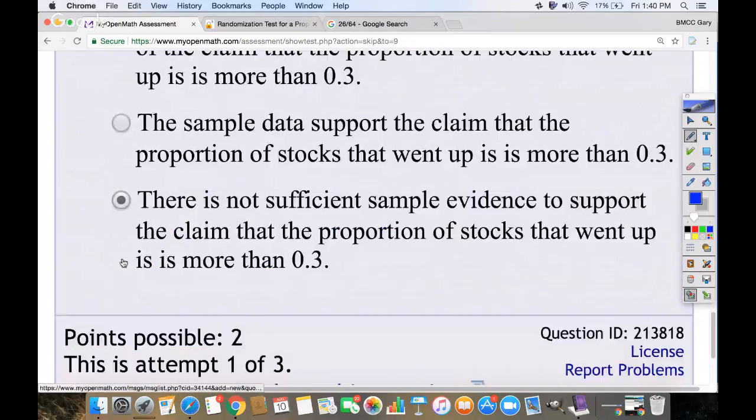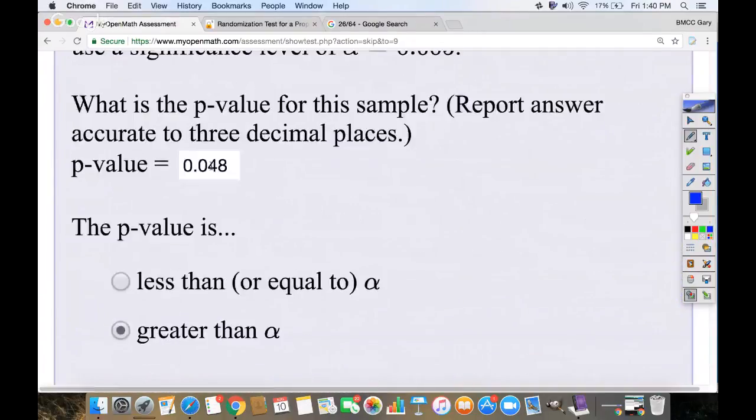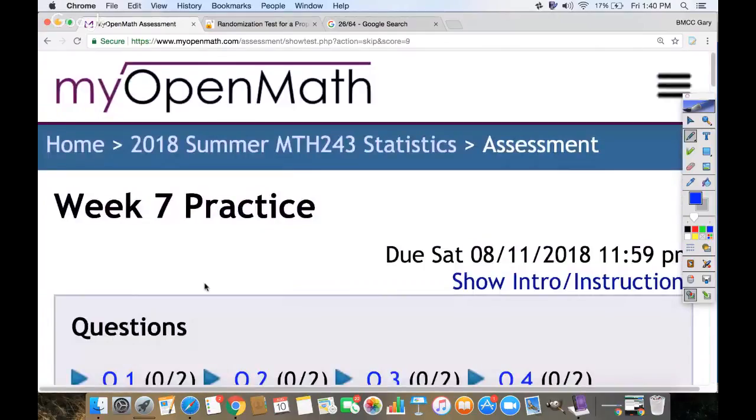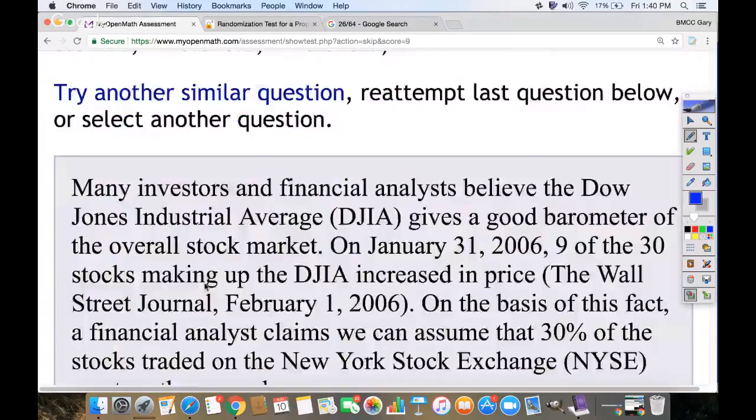All right, so hopefully my p-value gets accepted here. That's going to be the only questionable thing if you set everything up right. Submit and hope for the best. And my p-value was good enough today.